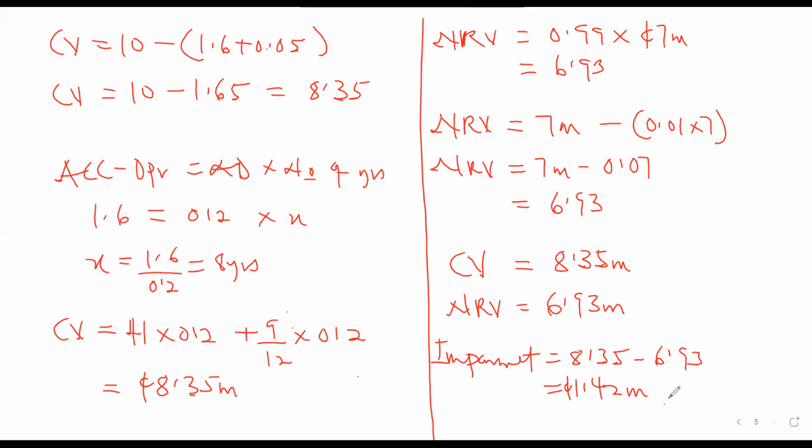At what value are we going to classify the assets? Will it be the 6.93 or the 8.35? The asset will be classified at which value? 6.93. Okay, but the asset was sold at what? 6.8, isn't it?